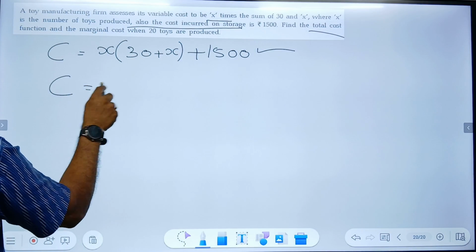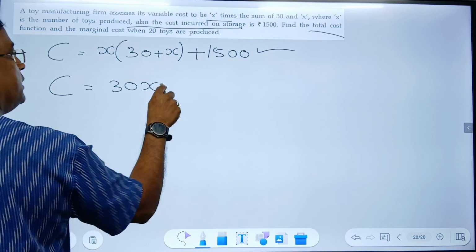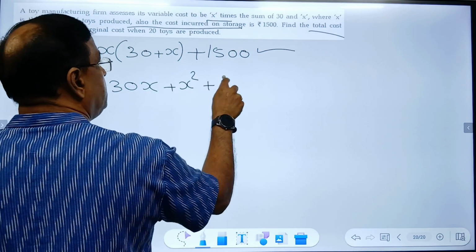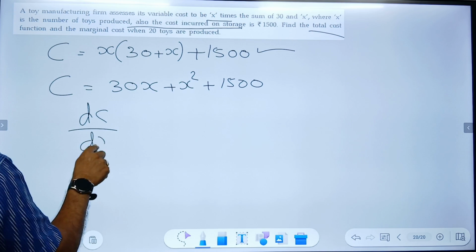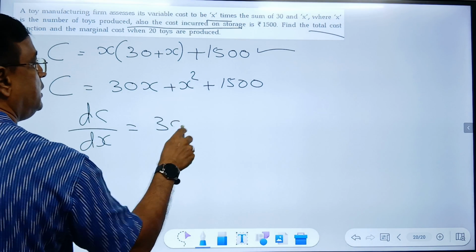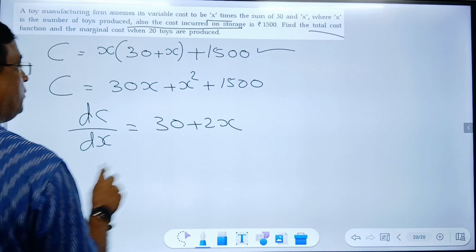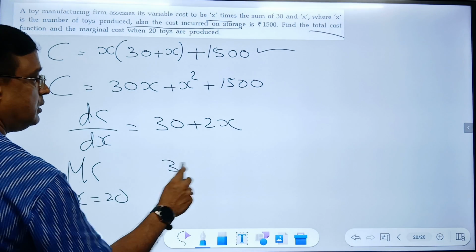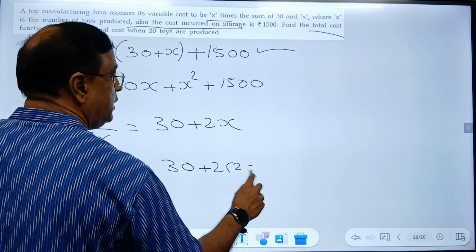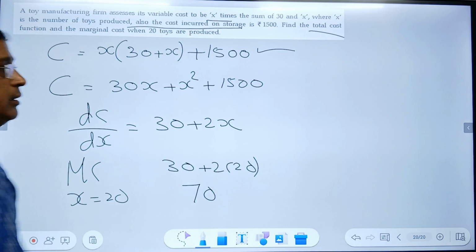To find marginal cost, I advise you to just open the bracket so that you can avoid product rule. So what is dC by dx? dC by dx is 30 plus 2x. Now I want to find marginal cost when x is equal to 20. So I get 30 plus 2 into 20. So this is 70. Okay.